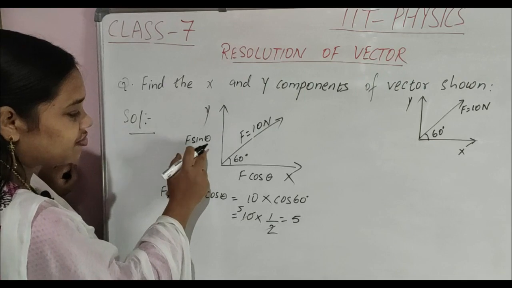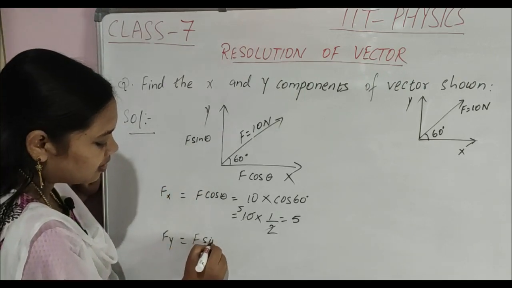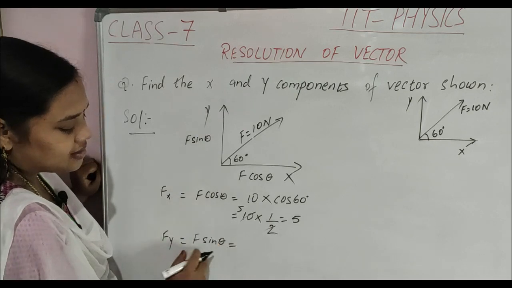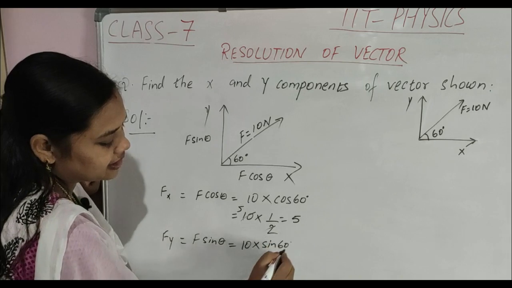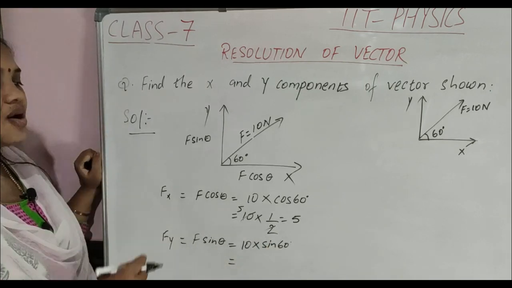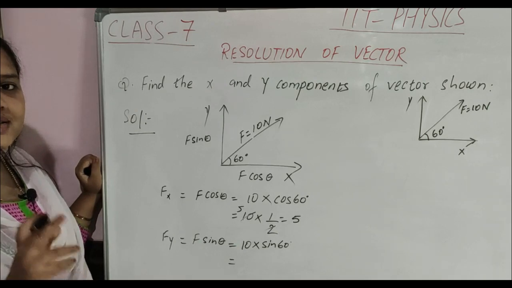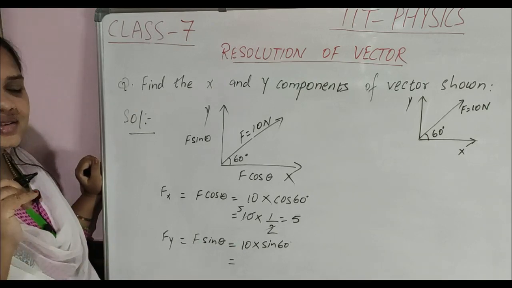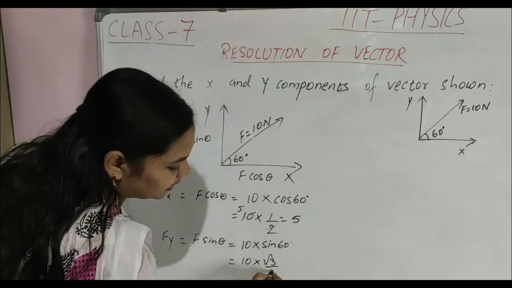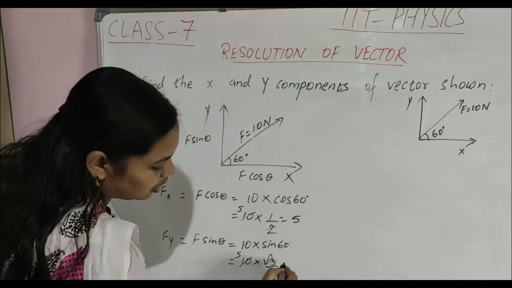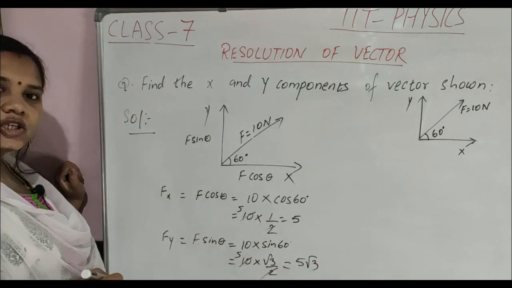Next, Fy, force in y direction. The y component is F sin theta. So F is 10, sin 60 degrees. Theta is 60. Sin 60 value? Sin 30 is 1 by 2, sin 60 is root 3 by 2. So 10 into root 3 by 2. 2 fives are 10, so it is 5 into root 3, 5 root 3. Okay now children.